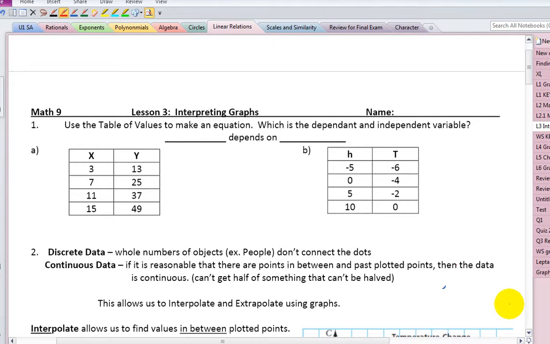Okay, let's begin. So we have to make a table of values today. A table of values is simply this. It's sometimes called an X or Y chart because what's at the top? X and Y. Okay, so what you're going to notice is we have a dependent and an independent variable. So independent is going to be X, always is.